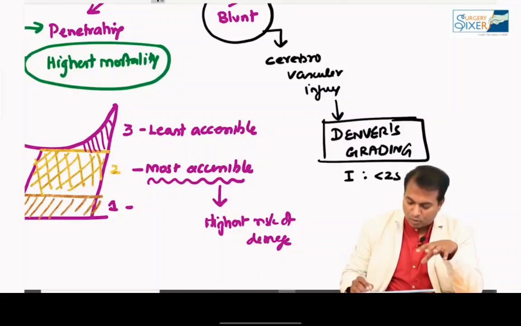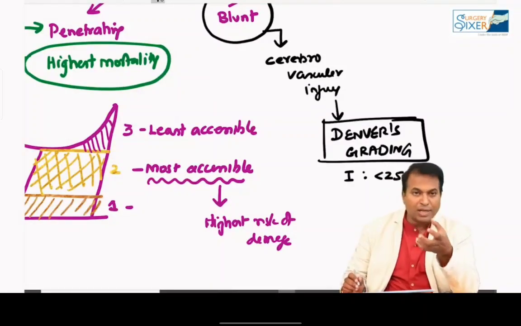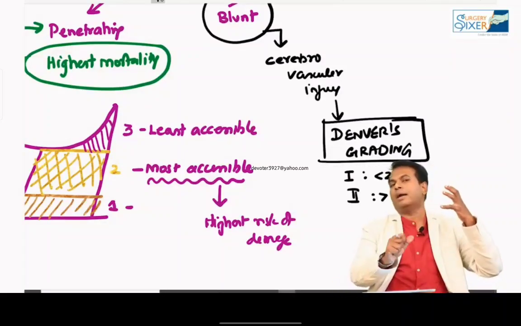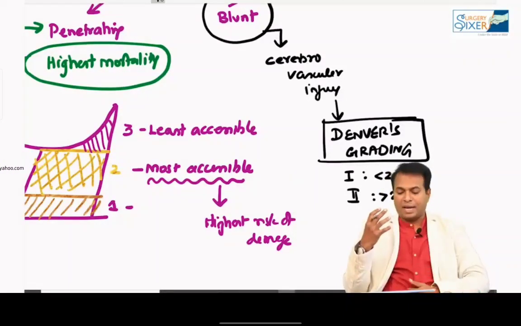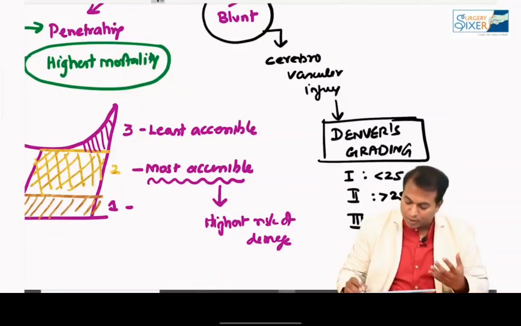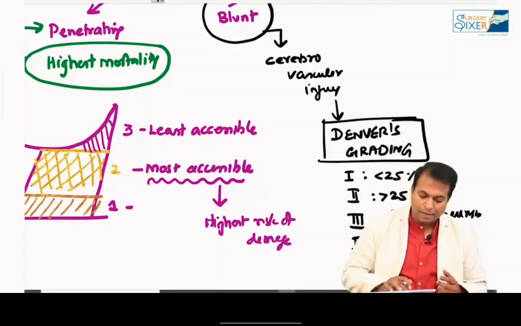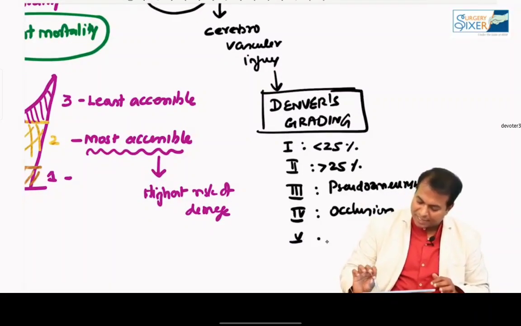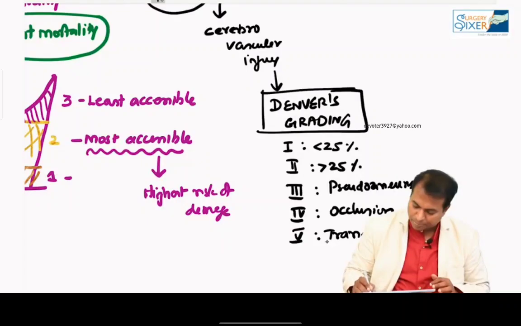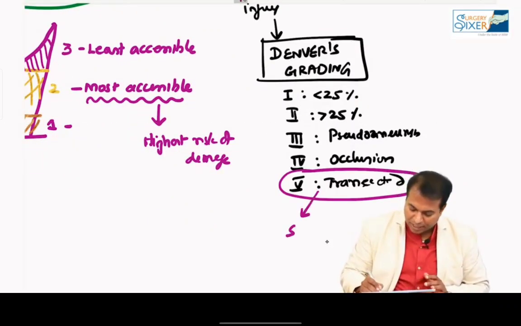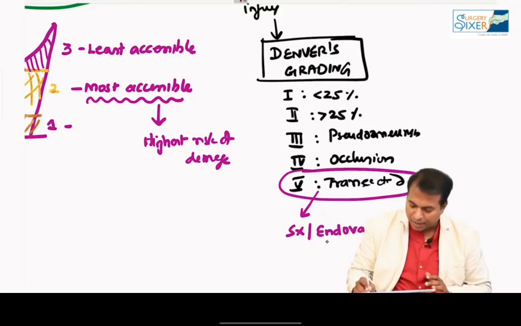Grade 1: the lumen of the vessel is narrowed less than 25% because of a hematoma. Grade 2: the narrowing is more than 25%. Grade 3 is pseudoaneurysm formed in the vessel. Grade 4 is occlusion, the vessel is completely occluded. Grade 5 is transection of the vessel. So what will you do now? In grade 5, there is no other option: surgical or endovascular stent should be done immediately.